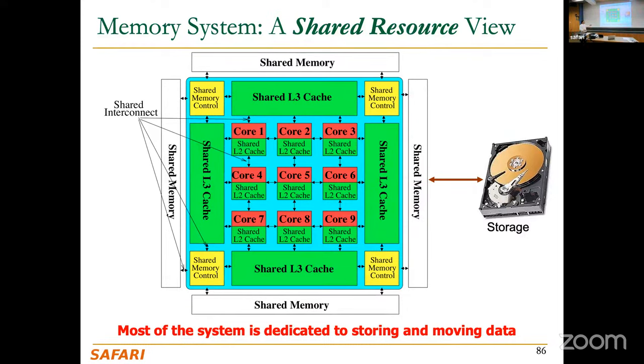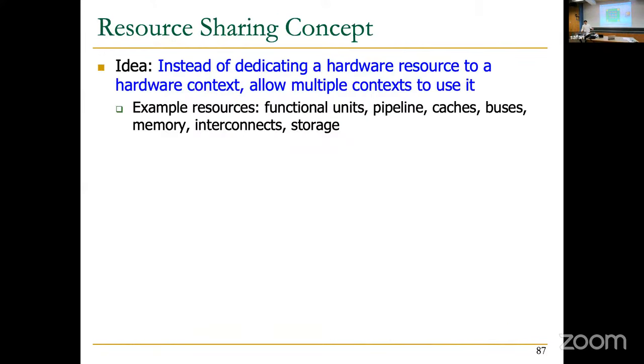This is a picture of a system today, right? We have a lot of memory components, a lot of shared components: the shared L3 cache, memory, storage, and the interconnect is even shared. But why do we share things? Because it allows us to utilize resources better, essentially. Instead of dedicating a hardware resource to a single hardware context or a hardware thread, you can think of that as an application, right? We allow multiple context users. Think of it as a core, not an application.